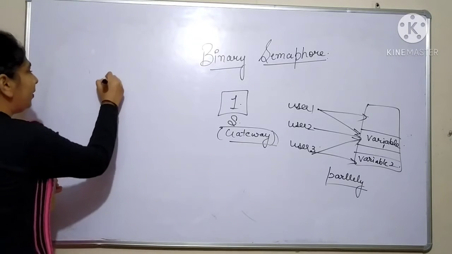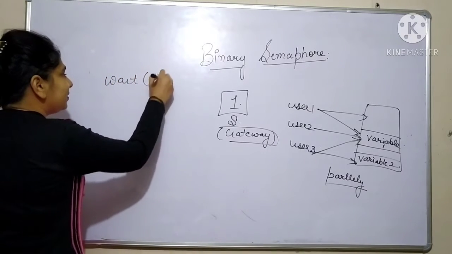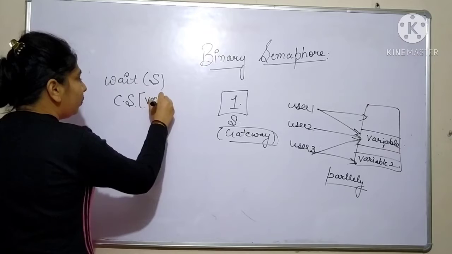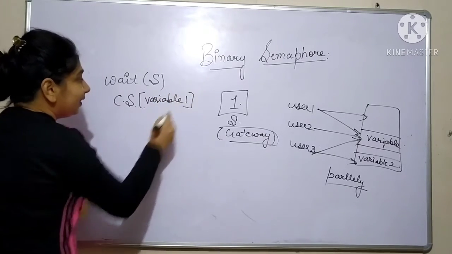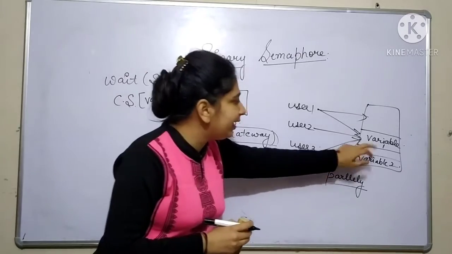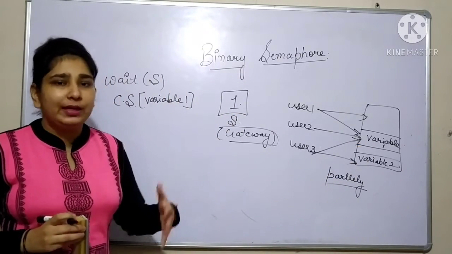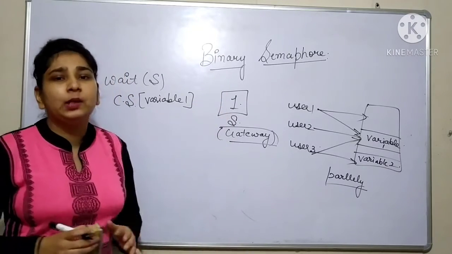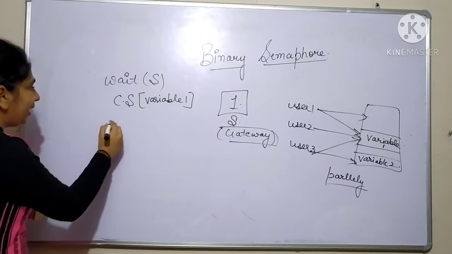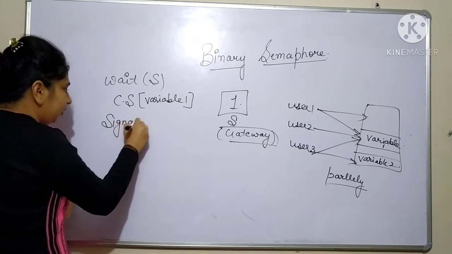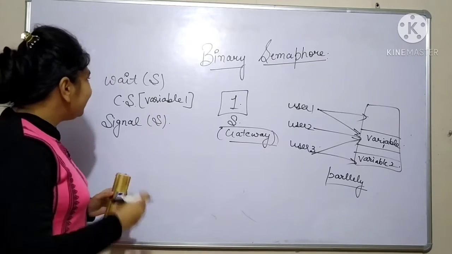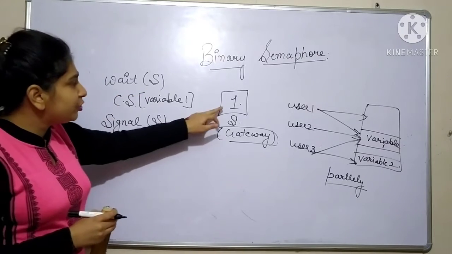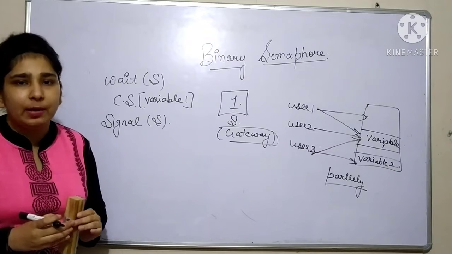How will you write your code? Wait, as, we have a critical section in which we have a variable 1. This semaphore variable and this variable 1 are two different variables. You are using this variable as your gateway, and then we have a signal. What is the meaning of wait? Wait means you are going to check the value of this semaphore variable.